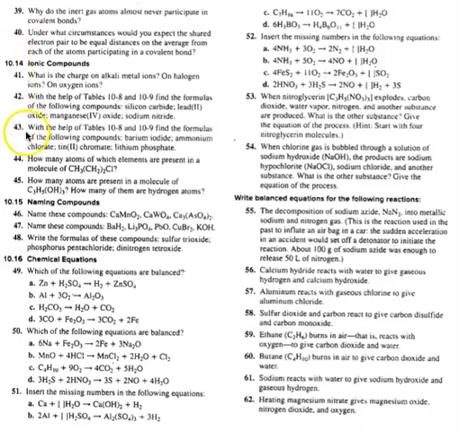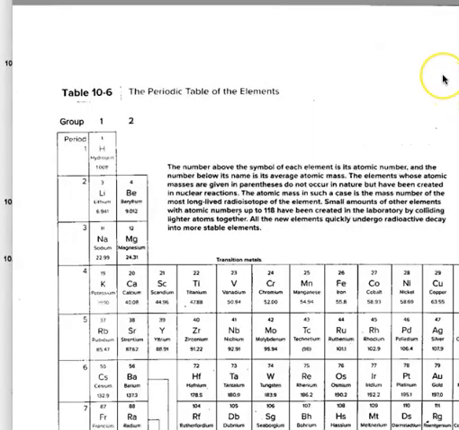So for problem 41, the question is, what is the charge on alkali metal ions and on the halogen ions and on the oxygen ions? So hold for a moment. Let me flip to the periodic table.